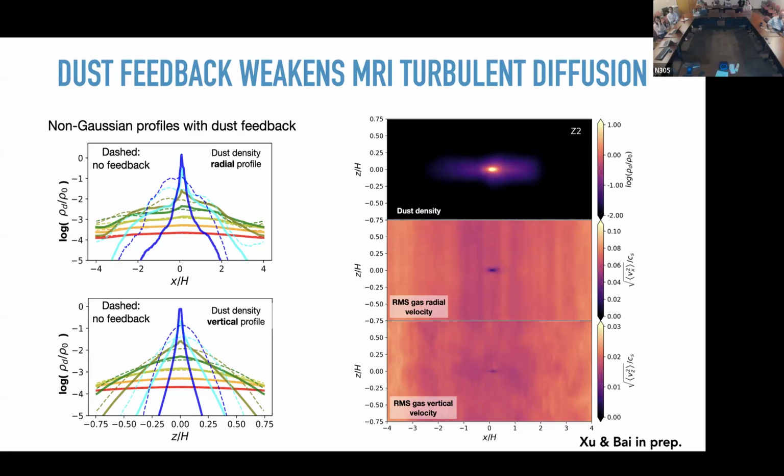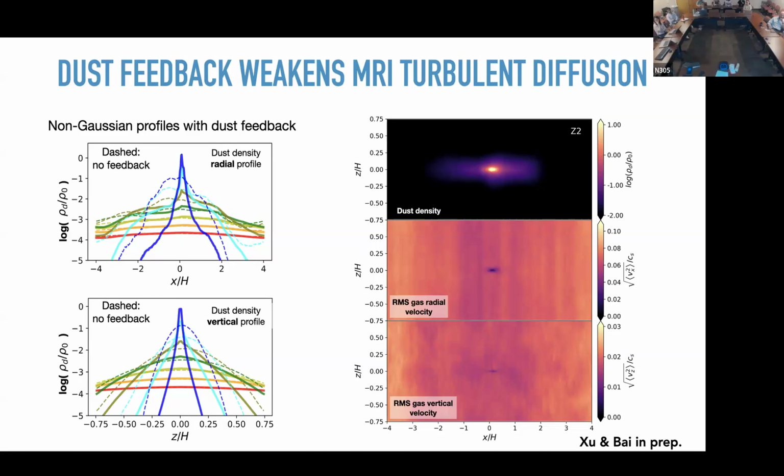If we directly look at the ring from the edge-on side, you can see the dust is basically concentrated at the midline and at the ring center. Another thing we noticed is that we can also plot the RMS gas radial velocity as a function of spatial resolution. We noticed that at the location where the dust is concentrated, exactly the same place, the RMS gas velocity is much lower compared to the ambient.